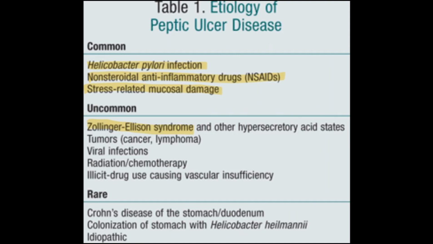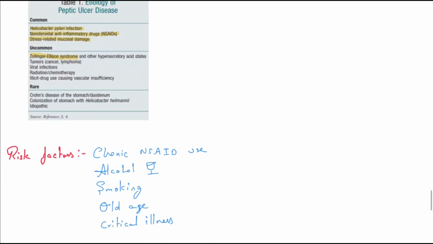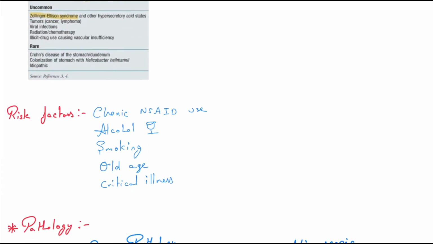And we can see tumors like cancer and lipoma, viral infections, radiation and chemotherapy, and some illicit drugs causing vascular insufficiency. In rare cases, we can see Crohn's disease of the stomach and duodenum, and colonization of the stomach with Helicobacter heilmannii, and idiopathic causes. Okay, so next we can see some risk factors.